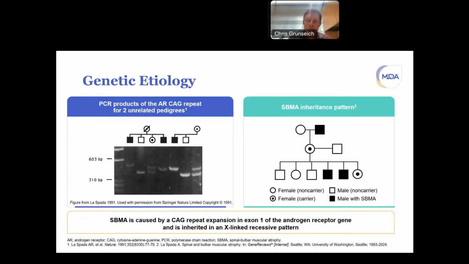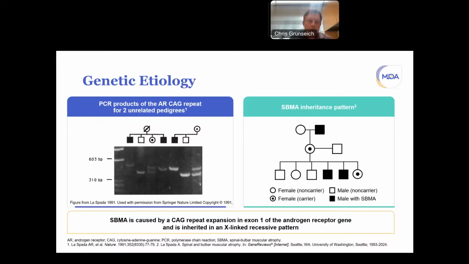expansion of the androgen receptor gene, and that expansion is a CAG repeat expansion that codes for glutamine. So the androgen receptor protein has additional glutamine amino acids. This test is very specific and sensitive for the diagnosis of SBMA. Again, when that repeat number exceeds 37, we know that's when someone will manifest with symptoms of the disease.